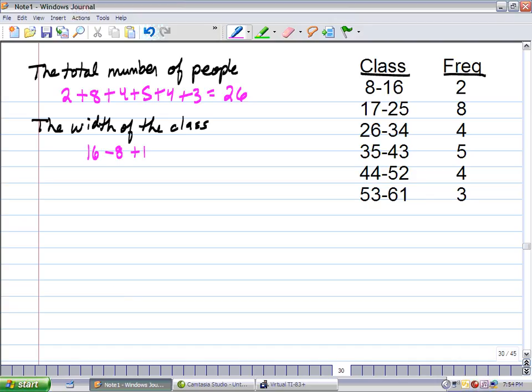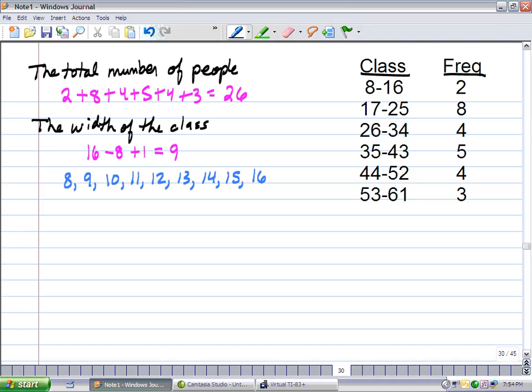So the class width here is actually 9. And if you don't believe me, let's write them down. Actually, you're going to see this whether you believe me or not. If I write down all the ages, 8 to 16, how many of them are there? 1, 2, 3, 4, 5, 6, 7, 8, 9. There are 9 of them. So you take the largest number minus the smallest and add 1 to get the class width.